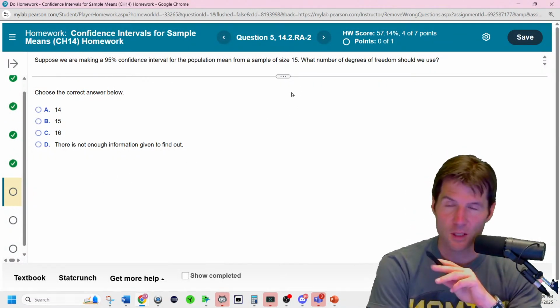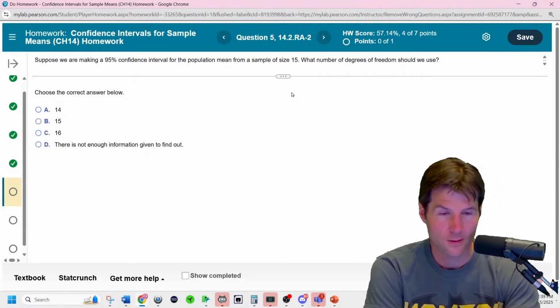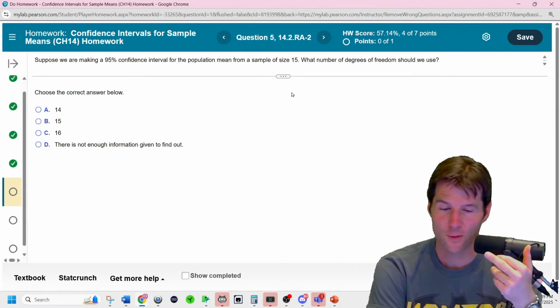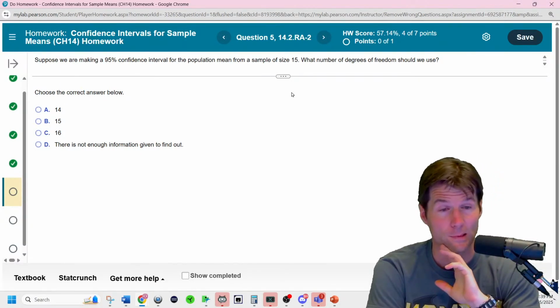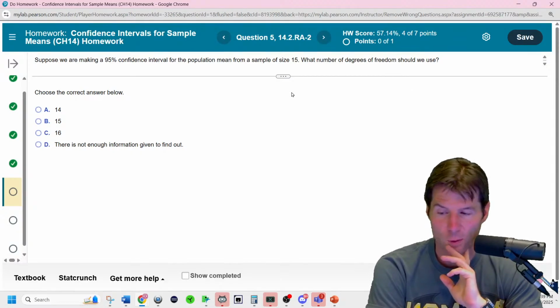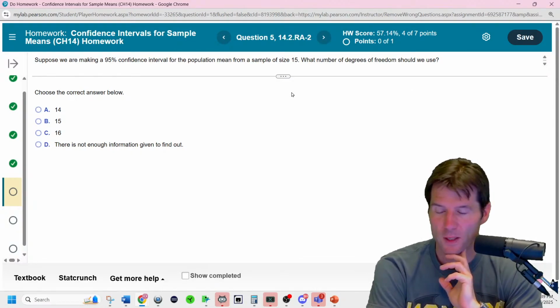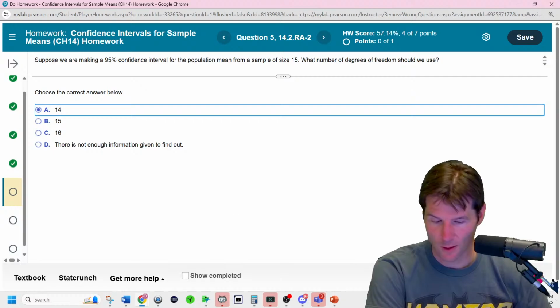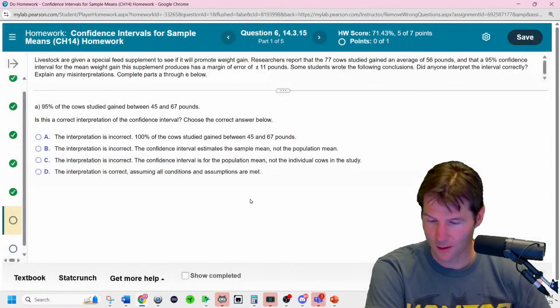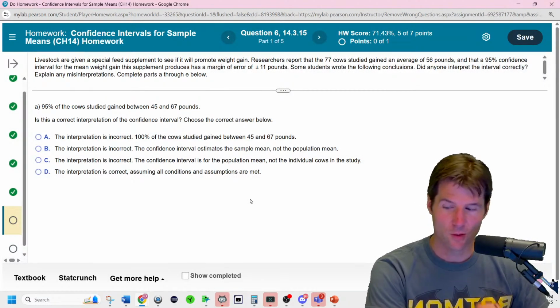If we have a sample size of 15, what are the degrees of freedom? Oh, you got this. Sample size 15 for a one sample t. For a sample size of 15 for a one sample t, the degrees of freedom are what? A, B, C, or D? It's 14, n minus 1. Nice and easy. Didn't even mark it. This goes to interpretations.